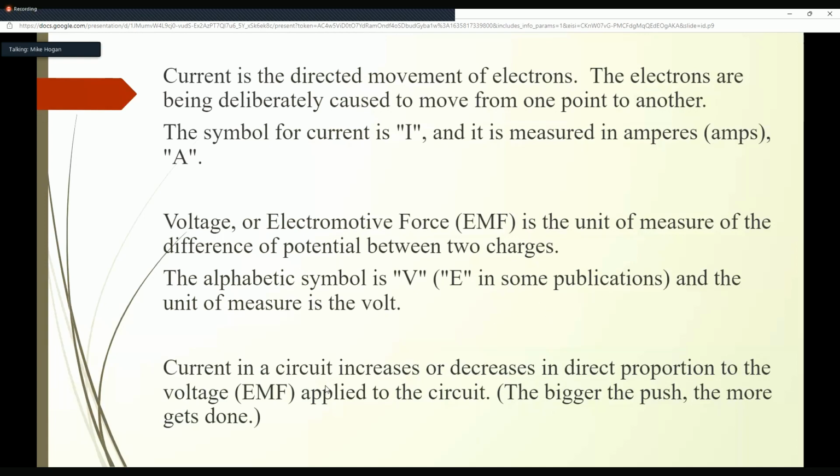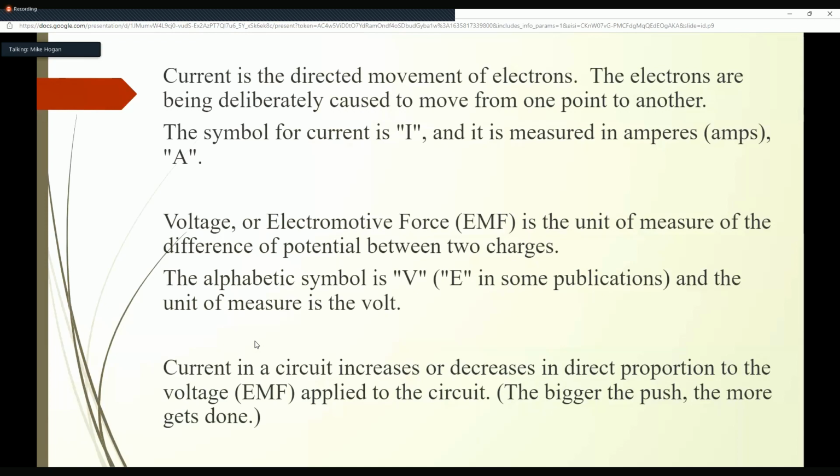Current in the circuit increases or decreases in direct proportion to the voltage, the EMF, applied to the circuit. The bigger the push, the more that gets done. So I'll give you an analogy. Here's the thing about analogies: it may help you, it may not. If it doesn't, just don't worry about it. You can just let it go.